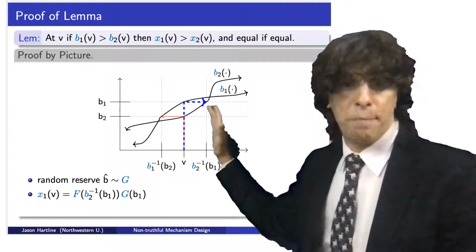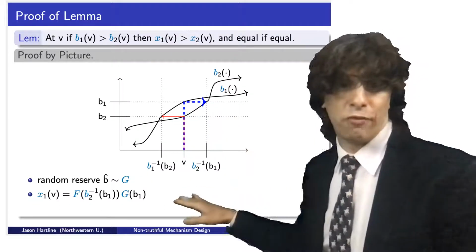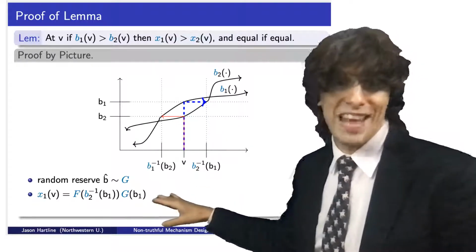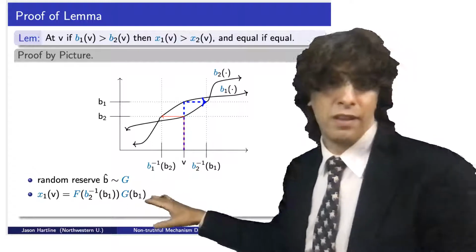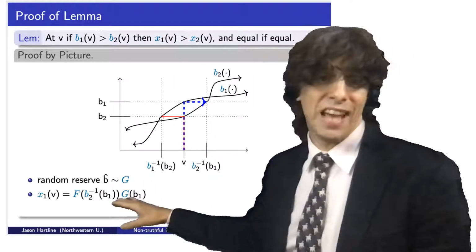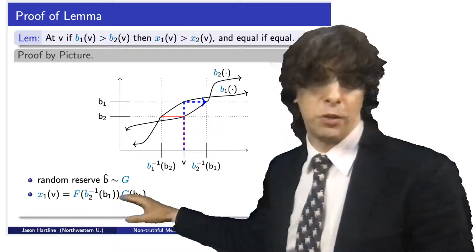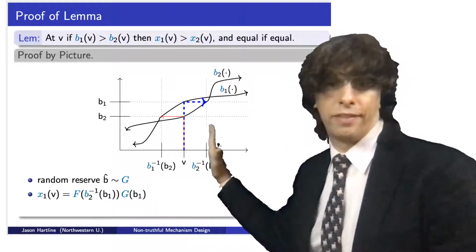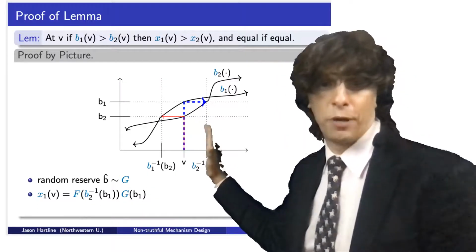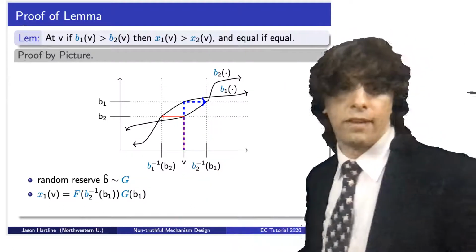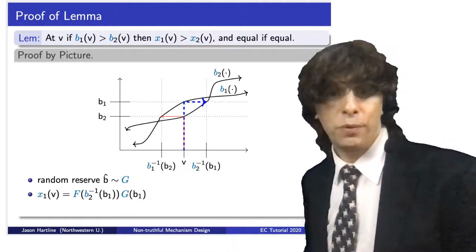Okay, so the probability of each of these things is, well, for the random reserve, it's just given by the CDF of the reserve distribution, and for bidder 2, it's given by the CDF of the value distribution, evaluated at the upper bound on the value at which bidder 1 wins. Okay, we can do the exact same thing for bidder 2.